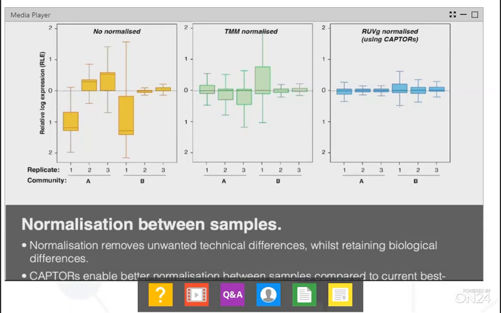We can also use, as I mentioned before, because the CAPTORs provide this empirical measure of technical variation that's assigned according to the quantitative abundance, that estimate of technical variation to determine whether observed fold differences between samples are actually significant as well. So this is quite different to the current bioinformatic methods that are used to identify biological differences between samples.